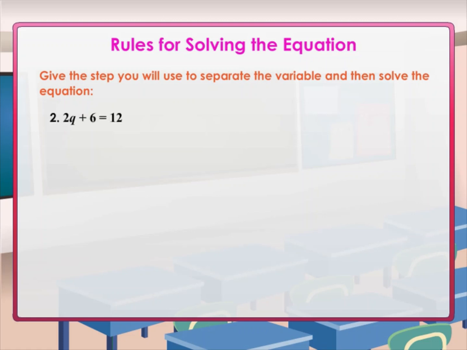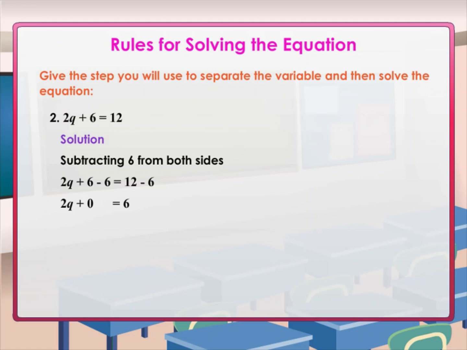Next, consider the equation 2 into q plus 6 is equal to 12. For separating the variable q, we must subtract 6 on both sides. Now, 2q plus 6 minus 6 is equal to 12 minus 6, which implies 2q plus 0 is equal to 6. That is, 2q is equal to 6.